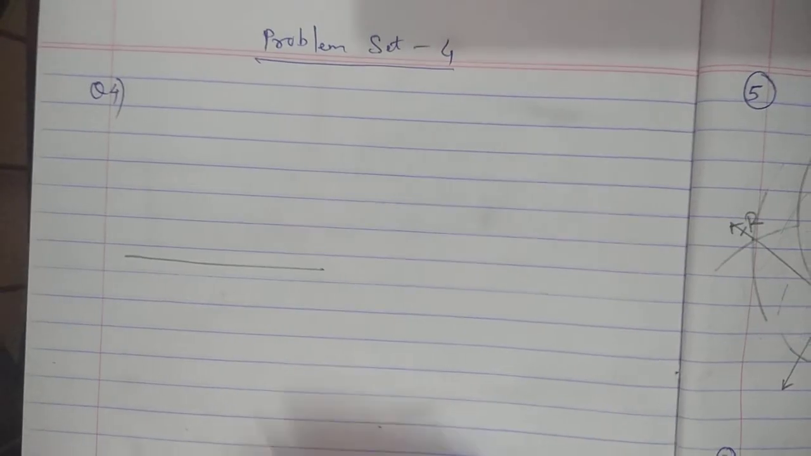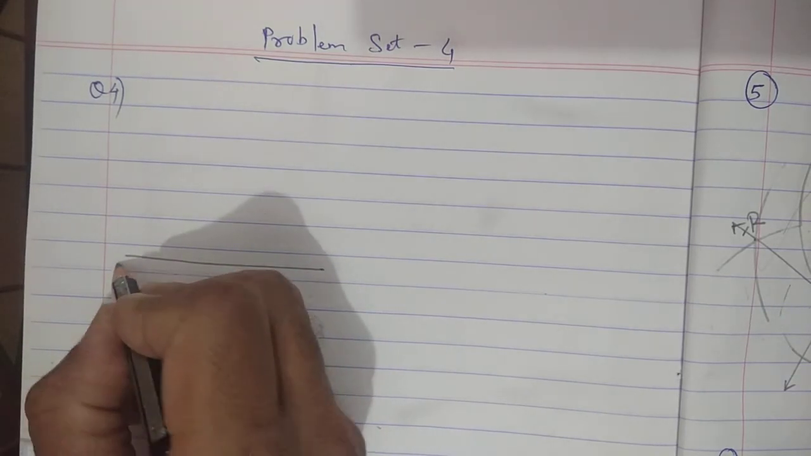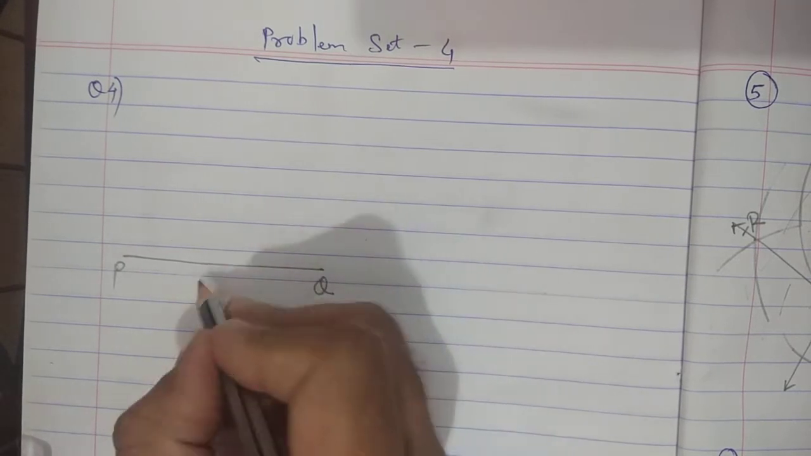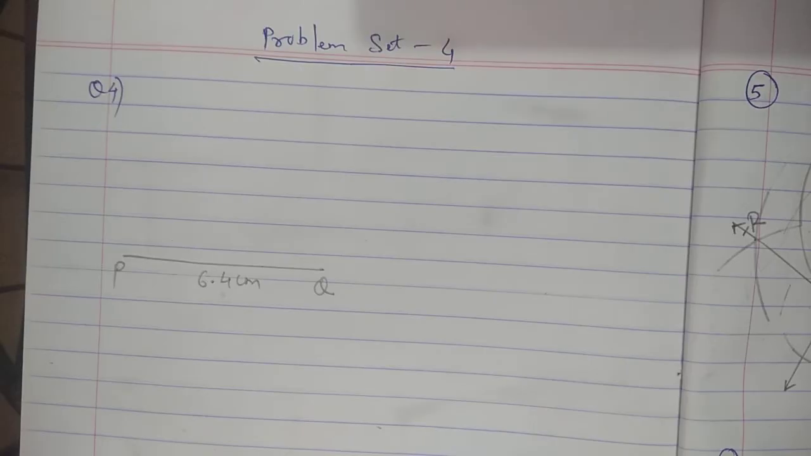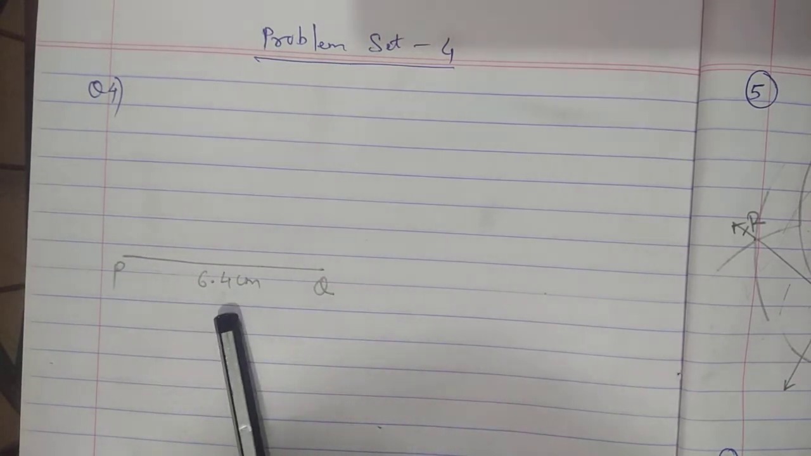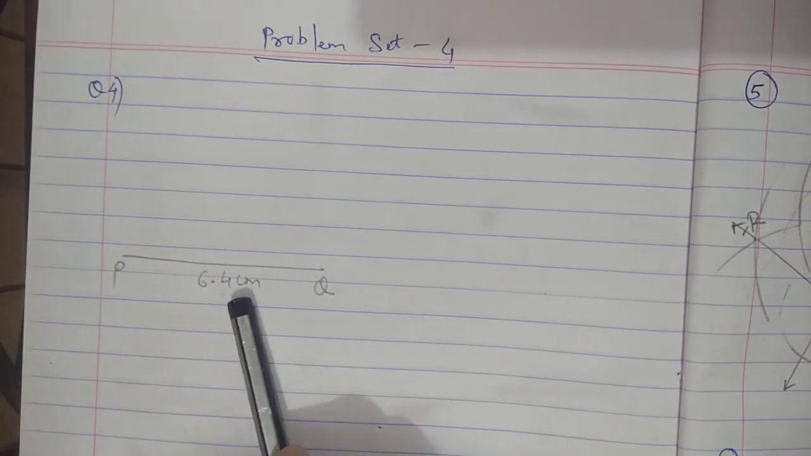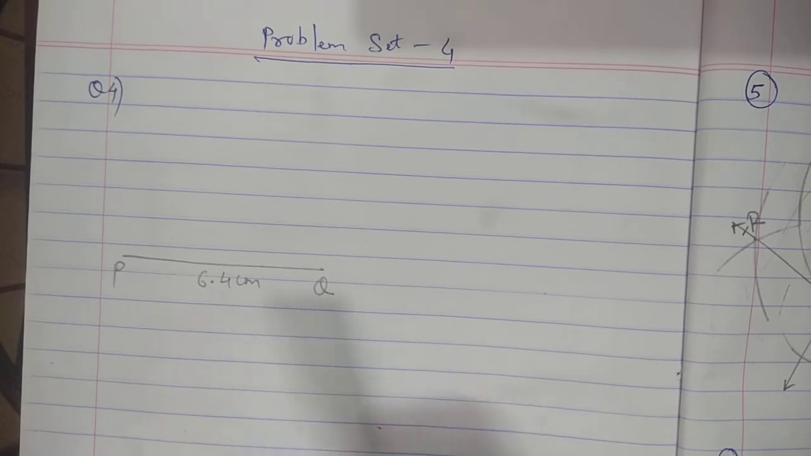So can you see the segment? Name the diameter with any letter. Suppose this is P, this is Q. How many centimeters is it? 6.4. Now what are we told? Take a point R at a distance equal to this diameter. So we have to take point R at a distance of 6.4 centimeter from the center of this diameter.